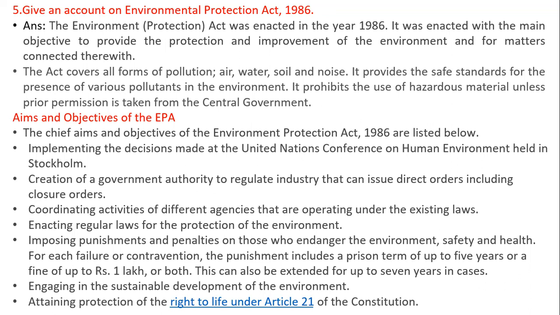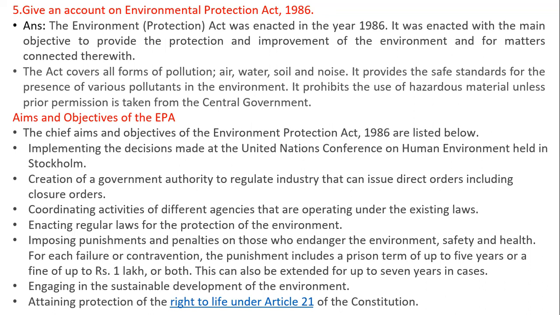Apart from that, creation of a government authority to regulate the industry that can issue direct orders, including closure orders. That means it gives the government the authority to take action on those industries which are creating pollution, which are destroying the environment. Coordinating activities of different agencies that are operating under the existing law, enacting regular laws for protection of the environment. So it is going to amend the laws as and when required for protection of the environment, imposing punishments and penalties for those who endanger or destroy the environment, safety and health.